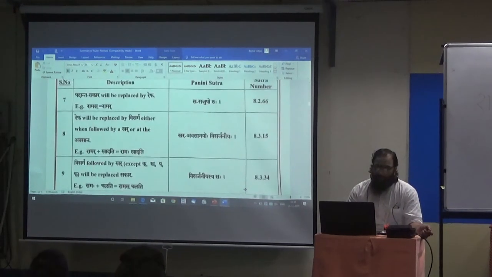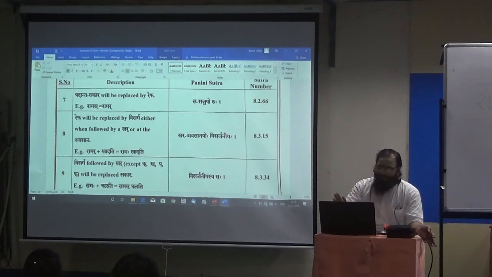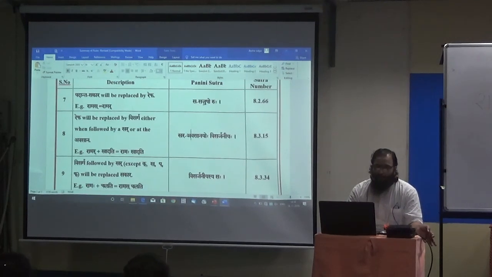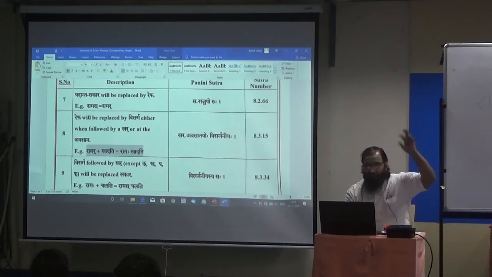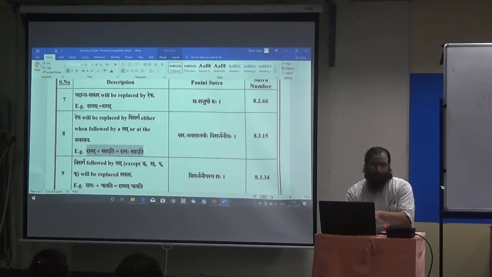See here. Padanta Sakara will be replaced by Repha. Rule, forget about the rules. Panini rules. Sasajusho Ruh. Actually, Ruh. It is not even Repha, it is Ru. Don't worry about that. Now you understand Repha, that is enough. And Repha will be replaced by Visarga, either followed by a Khar or at the Avasana. This is example I have given. This is number 7 and 8. Why? Because I am continuing with the Achandi. That is my number. But in the class now I am naming the Vyanjana also 1, 2, 3. So that order you remember.